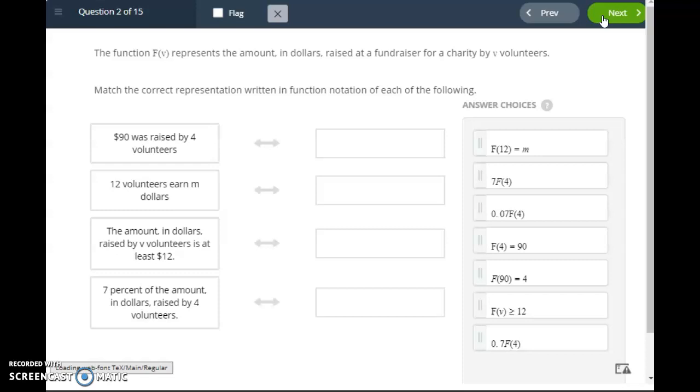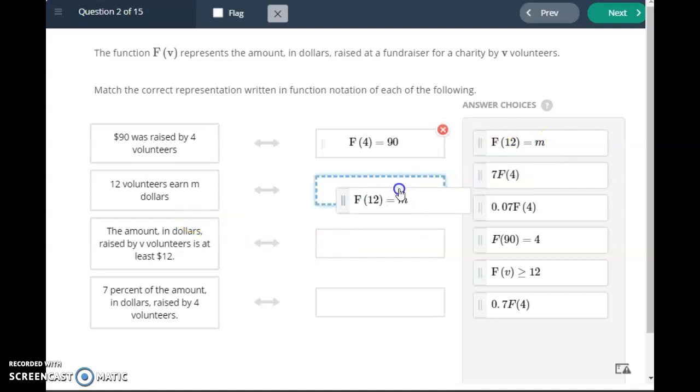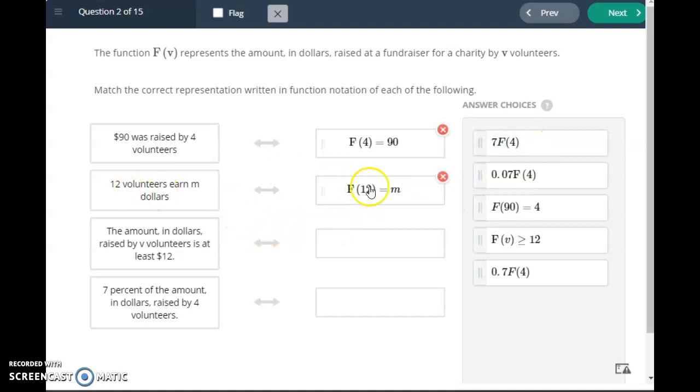So the domain can't repeat, you can't repeat x values. Alright, so f of v represents the amount in dollars raised at a fundraiser for a charity by V volunteers. So V is the number of volunteers and f of v is the dollar amount. So now we have to match the statement with the function. So $90 was raised by 4 volunteers, so that would be f of 4, because the v is 4, equals 90. 12 volunteers earn m dollars. F of 12 equals m. 12 volunteers, 12 goes in for v, and it equals m.